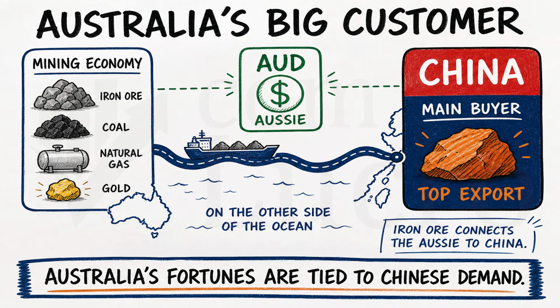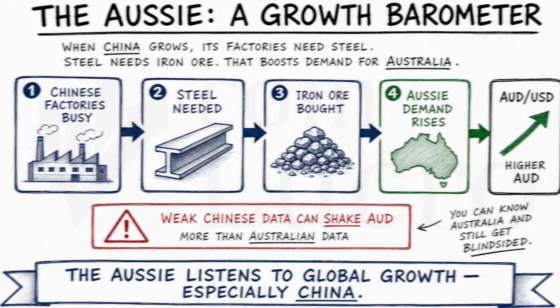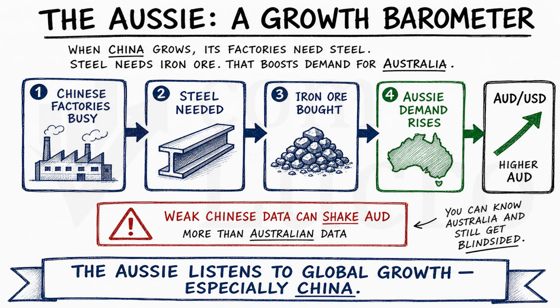Now Australia, and this is a completely different animal. Australia is a mining economy. Iron ore, the raw material for steel, is its biggest export, alongside coal, natural gas, and gold. And the buyer that matters most, by an enormous margin, is China. So where Canada's fortunes are tied to the neighbor next door, Australia's are tied to a country on the other side of an ocean. That connection makes the Aussie genuinely useful as a tool. It's a live barometer of global growth, and of China in particular.